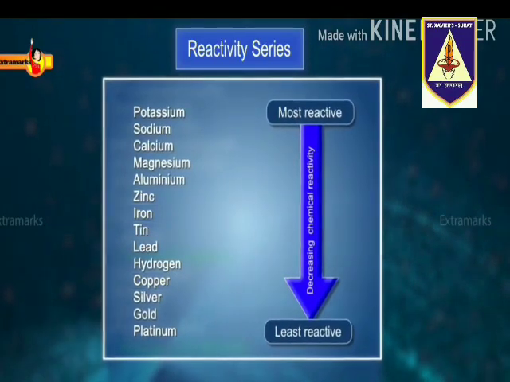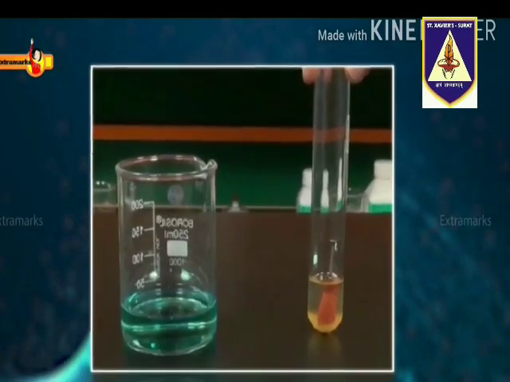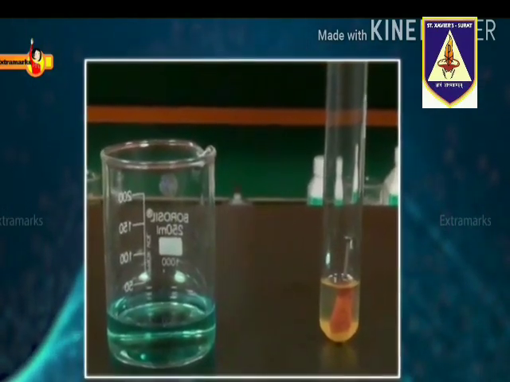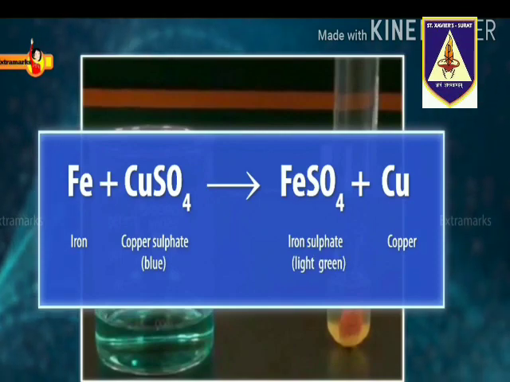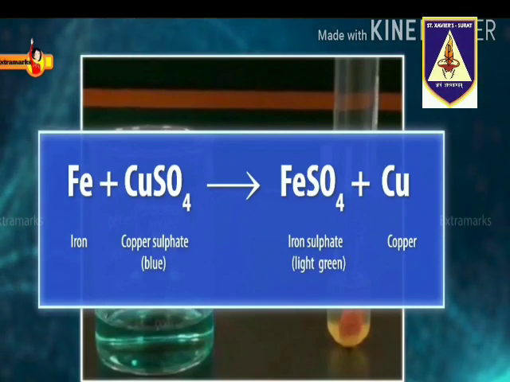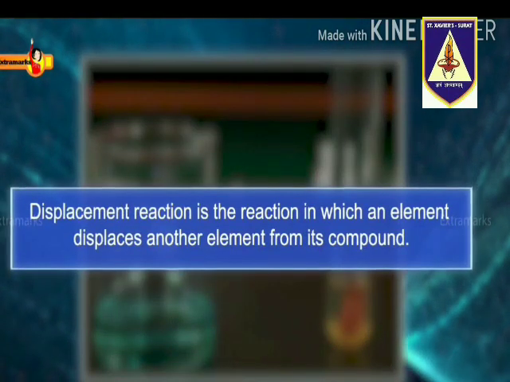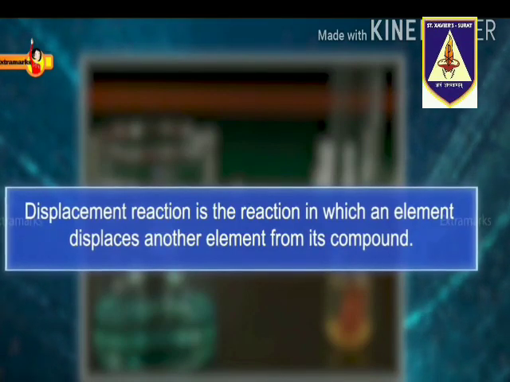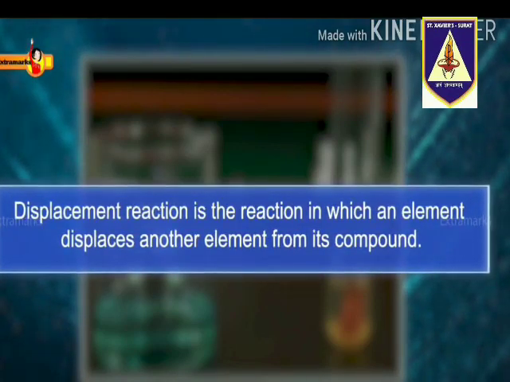It happens because iron is placed above copper in the metal reactivity series and is more reactive than copper. Iron displaces copper from copper sulfate solution. Here, we have observed that the products of the reaction between copper sulfate and iron are iron sulfate and copper. So, what information can you gather from this activity? Displacement reaction is the reaction in which an element displaces another element from its compound.